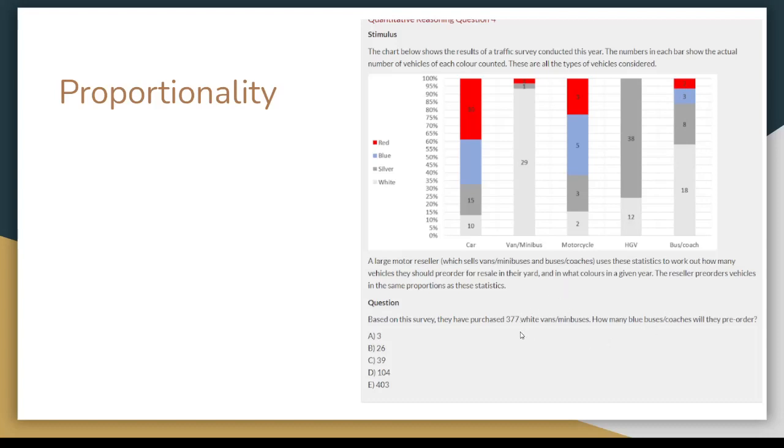So the simplest way to do this is 377 divided by 29. That will give you 13. Then do 13 times 3 because of the blue buses and coaches here, and this is blue here. So times it by 3, you get 39.